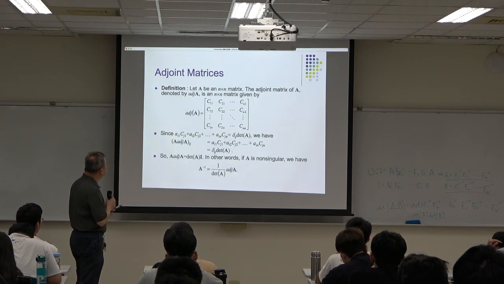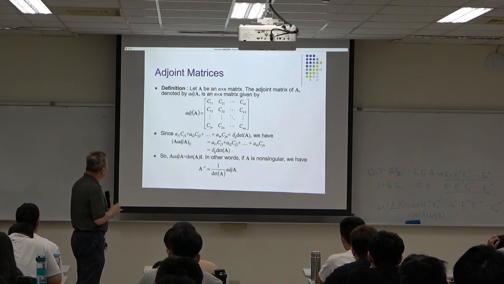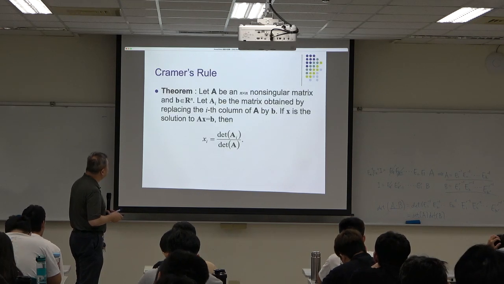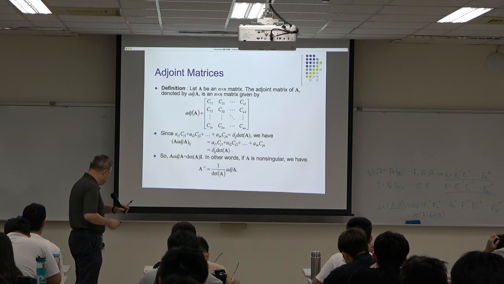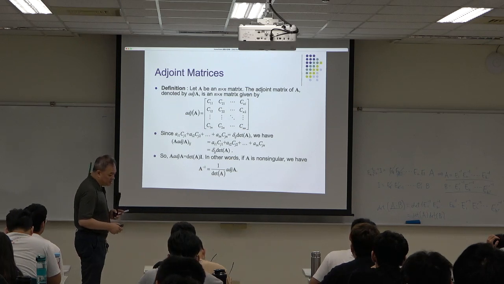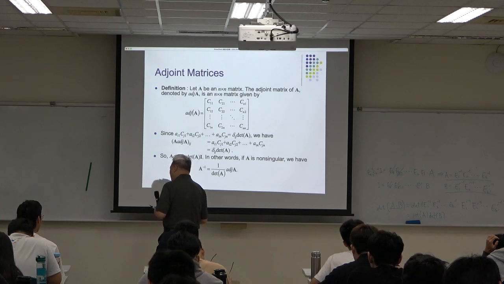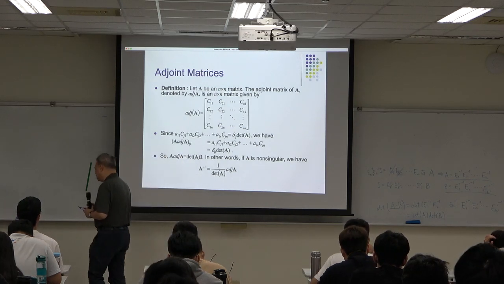So we are almost done. The Cramer's rule. I think if we can finish Cramer's rule today, I'll be very happy, because we are pretty much done with the determinant.